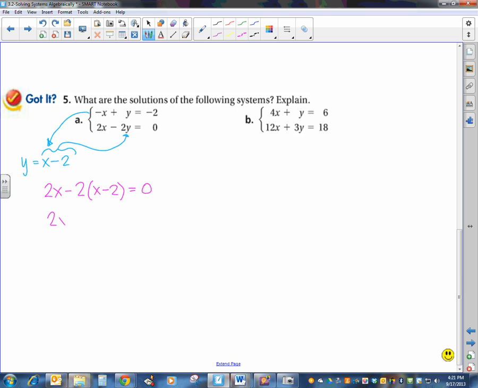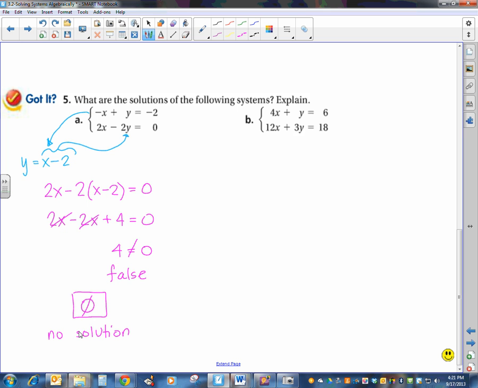So if we simplify that, 2x minus 2 times x is minus 2x. Minus 2 and minus 2 give me plus 4. 2x minus 2x. So I'm left with 4 equal to 0. Surely you know that's a false statement. And if I come down to a false statement when I'm working algebraically, especially solving equations, then I know that I have no solution. So you can use our symbol or you can write out no solution.